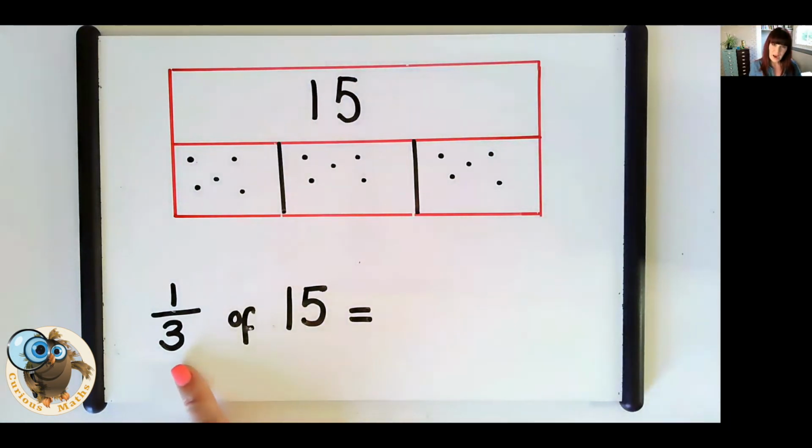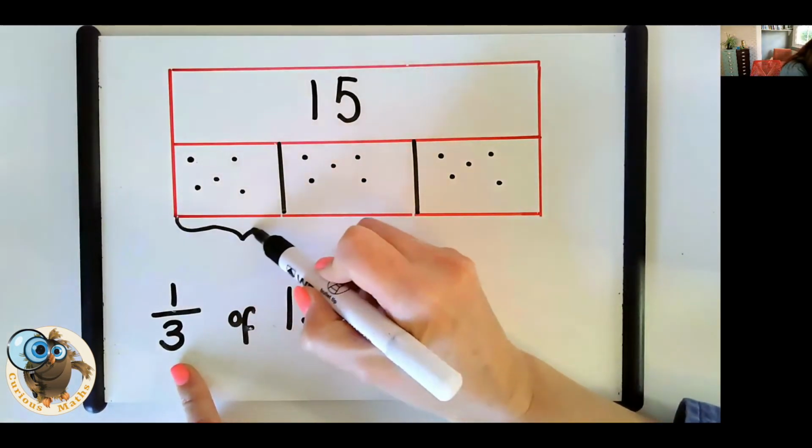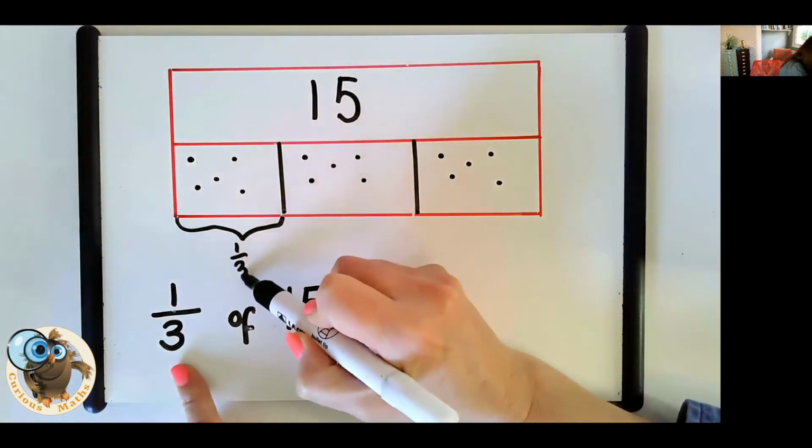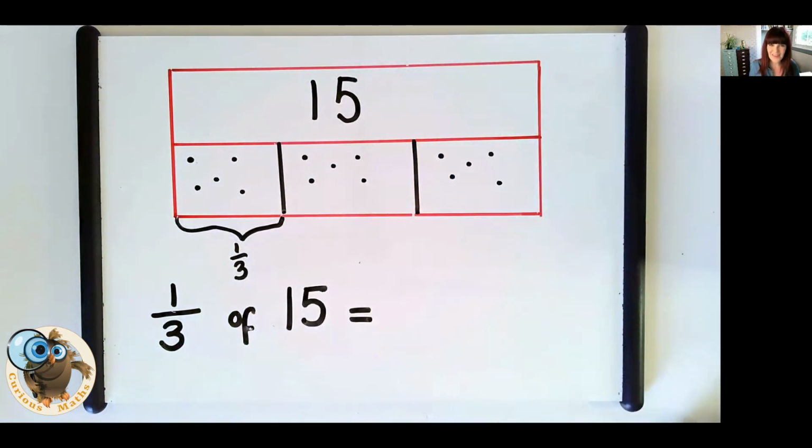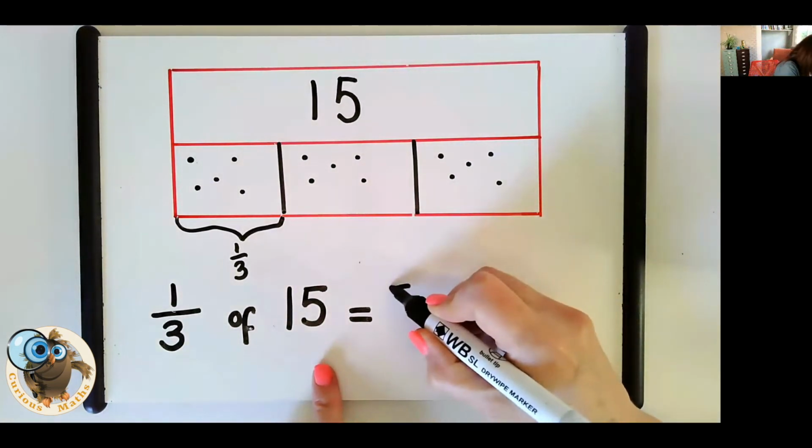I want to know how much is in 1/3. So I label my bar model with 1/3 and I count how many are in there. Now you'll notice when I was doing the dots, I was attempting to put them in the pattern of a 5 on a dice, just so children can see quickly without calculating how much is in each box. 1/3 of 15 equals 5.